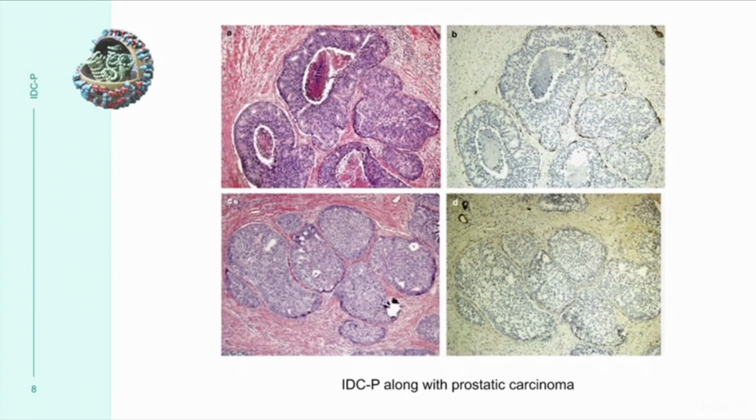In this picture you can see a dense cribriform to solid architecture in the A picture, which has comedonecrosis in it, and to prove it is IDC-P, in the right side it has a basal cell marker, which you can see is highlighted nicely. And in the C picture, you can see it is a prostate carcinoma, which is ductal. To prove that it is not IDC-P, in the D picture the basal cell marker is negative. That is how you distinguish it from ductal carcinoma.